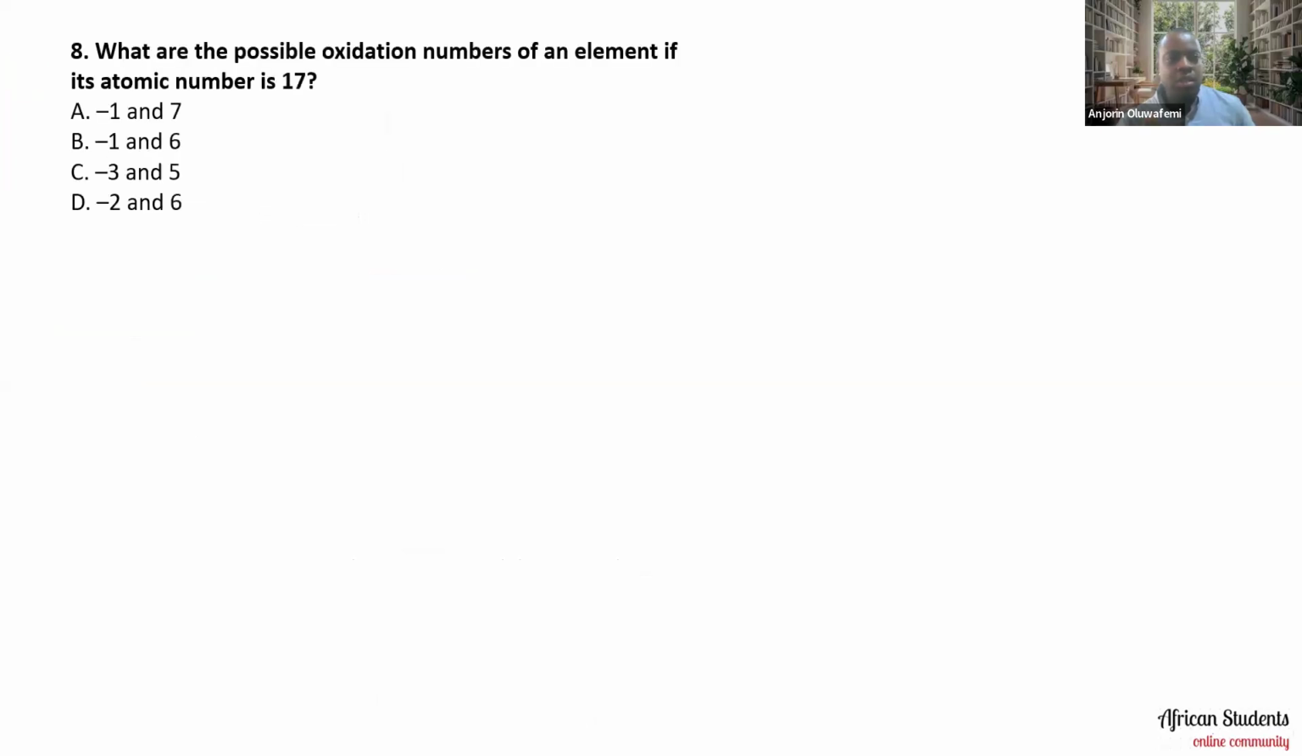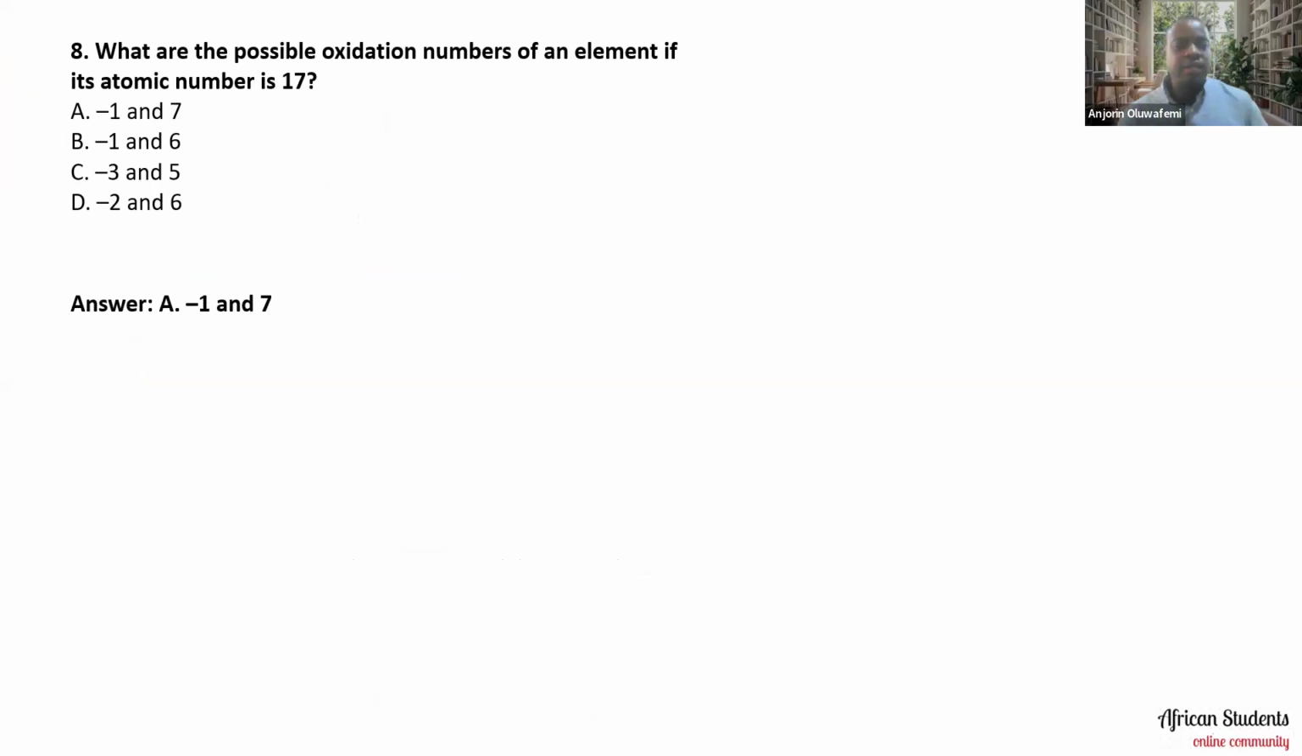And the question says, what are the possible oxidation numbers of an element if its atomic number is 17? Is it -1 and 7? Is it -1 and 6? Is it -3 and 5? Or -2 and 6? Okay, let's look at it together. The right option here is -1 and 7.